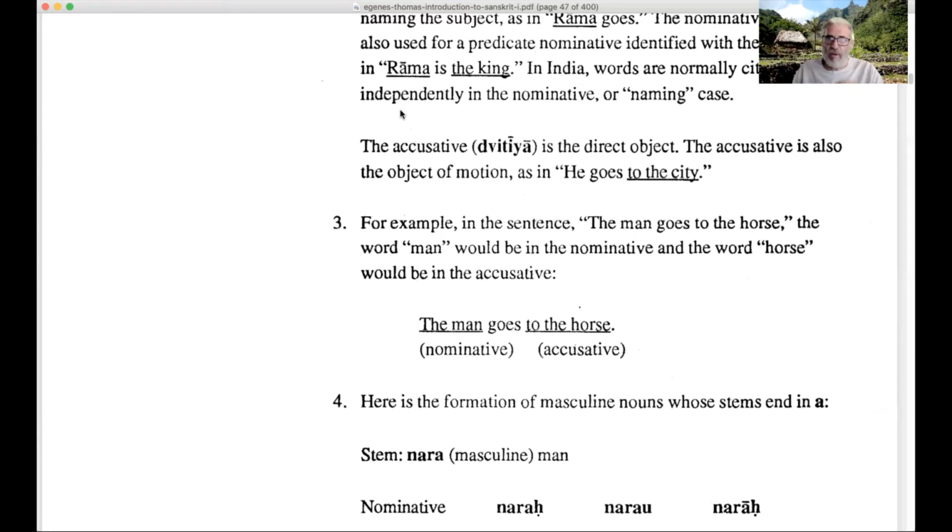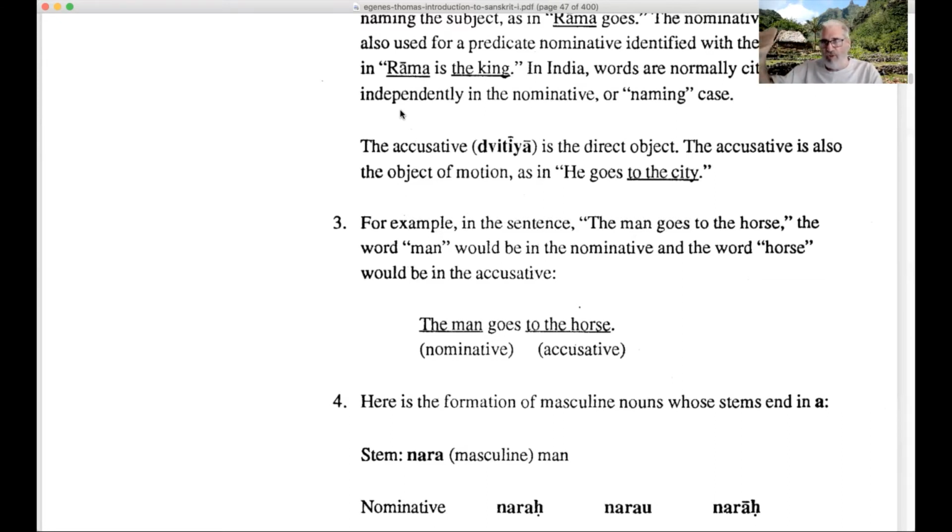Right. So the example he gives here: the accusative is also the object of motion. So it can either be the direct object, right? The boy kicked the ball. Or for instance, it can also be the object of motion, as in, he goes to the city. To the city is the object, but it's also the destination.